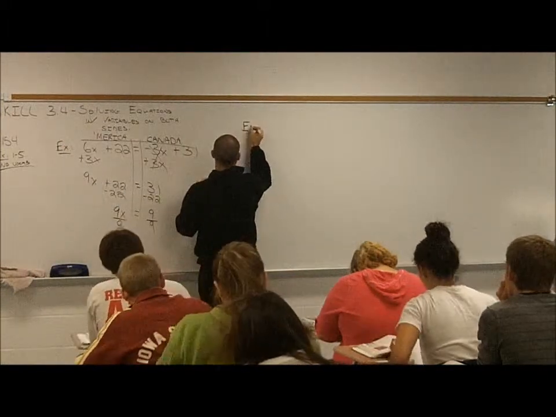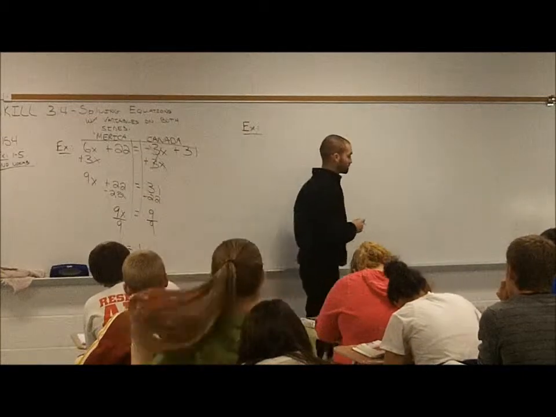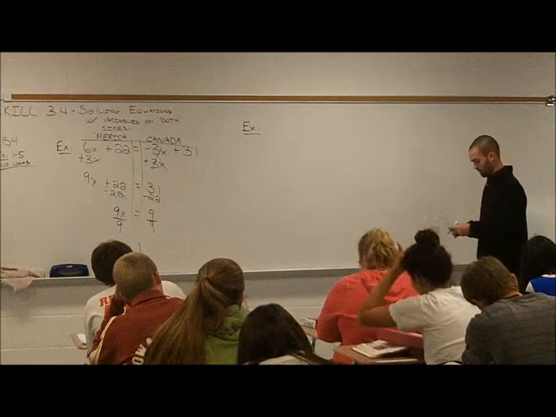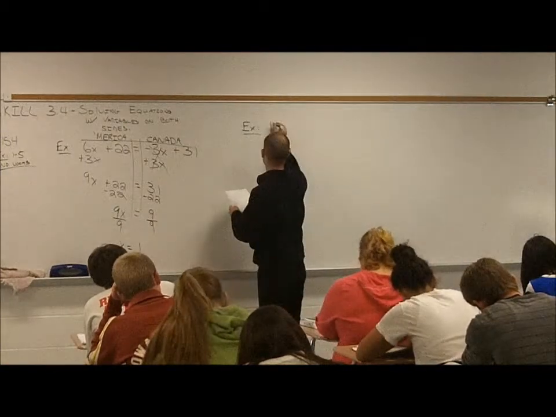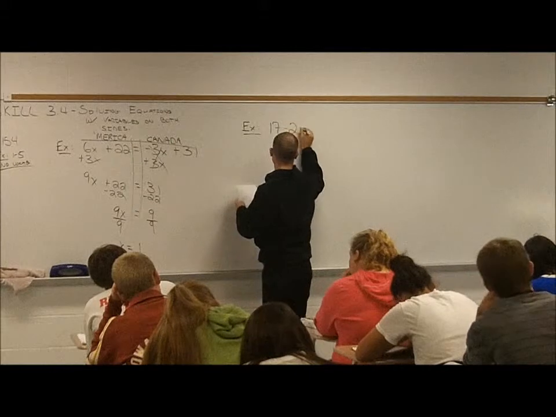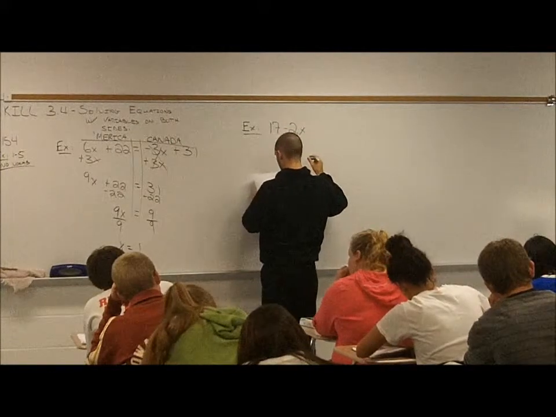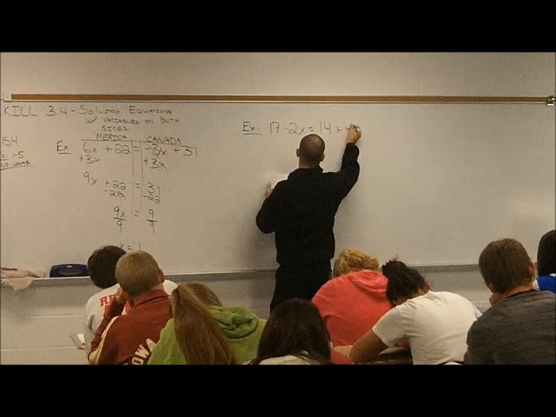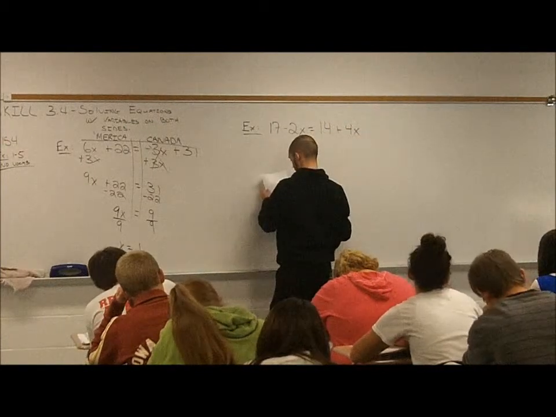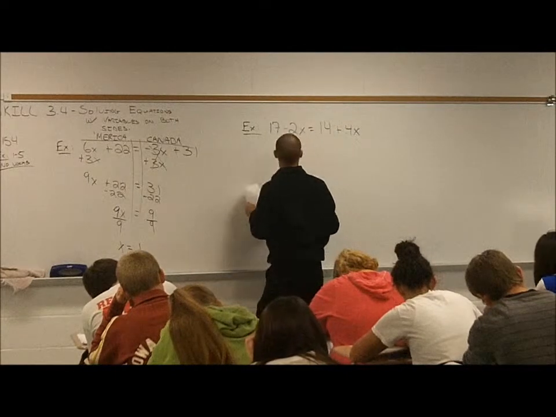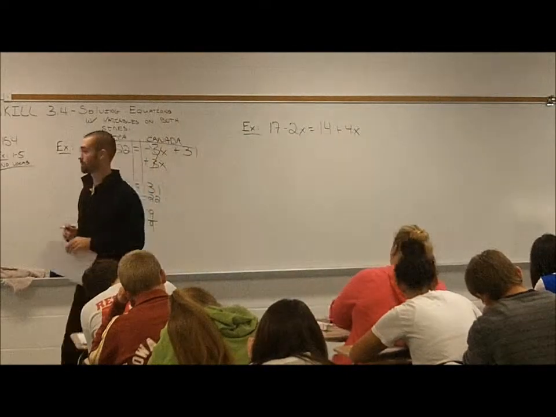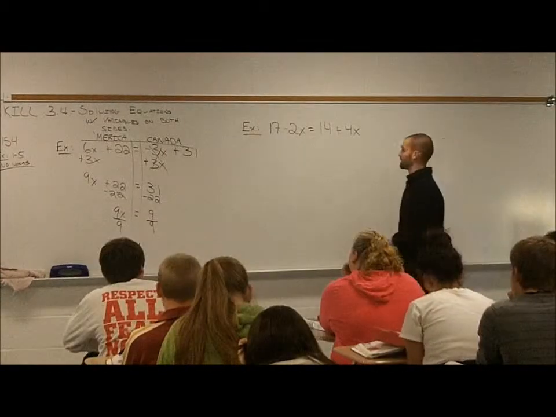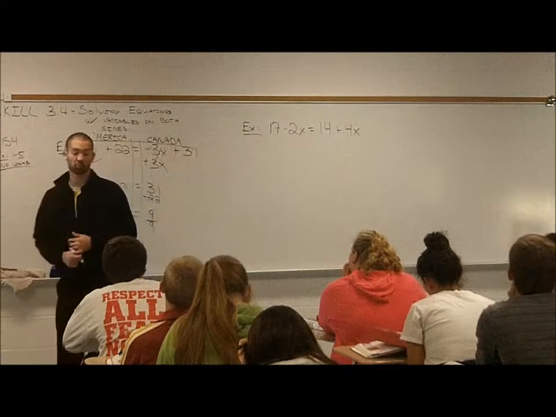Okay? So, I want you guys to try one on your own. Give this guy a shot. We have 17 minus 2x equals 14 plus 4x. Go ahead and give that guy a shot. It's always nice to see you guys are actually reading this. 17 minus 2x is equal to 14 plus 4x.